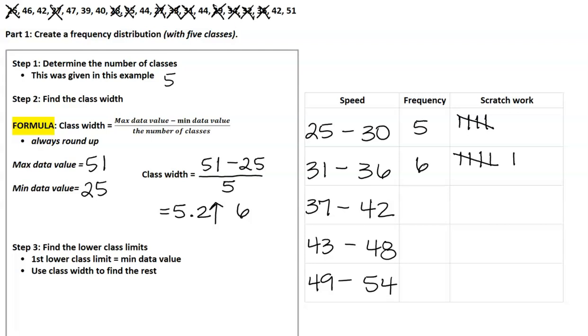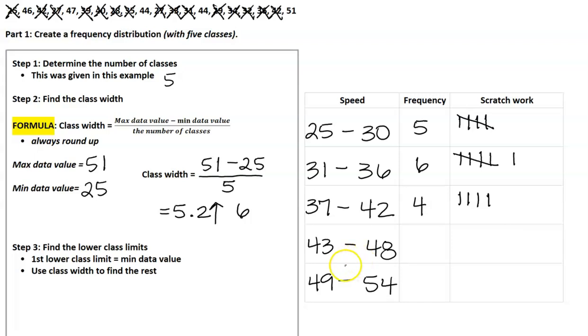Moving on to the third class, we need all the numbers between 37 and 42. So the first one we'll grab is 42. Continuing down the list, we have 40. So I'll grab 40. I skipped over 39 here. 39 is also going to be in this list, so I'll add a tick mark for that. And 42 would also fall into that category. So the frequency for the third class is 4.